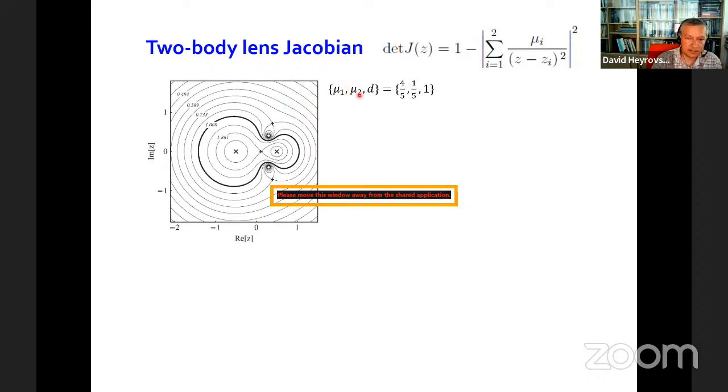So what I'm plotting here is for relative masses. So the mass ratio is 4:1. So this is 4 times more massive than this one. The bodies are separated by 1 Einstein radius. And this solid thick curve is the 0 Jacobian contour, which is the critical curve of this combination. And what is plotted here are the different contours of the Jacobian. So if you go inside here from 0, these are negative Jacobian contours.